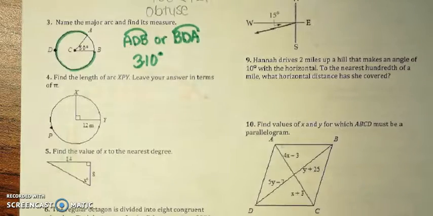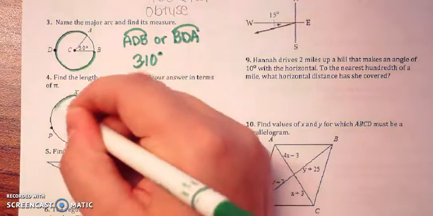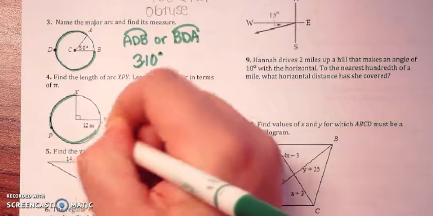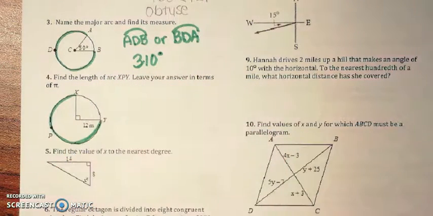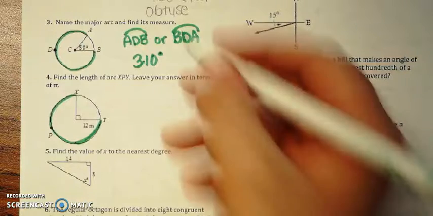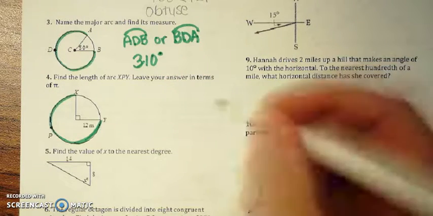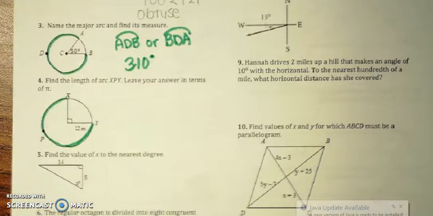Now, for number 4, be really careful with this question. You're going to find the length of this arc. Now, the length of the arc is a portion of the circumference. It's different than the measure.